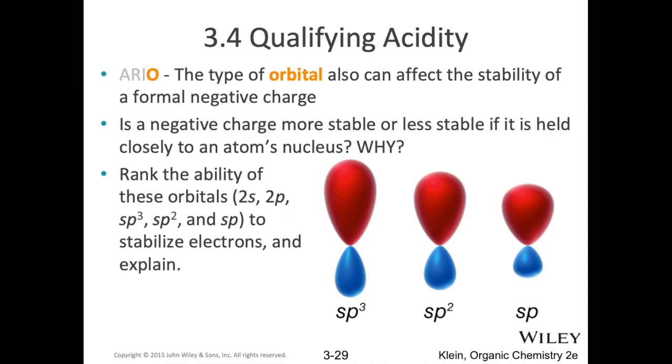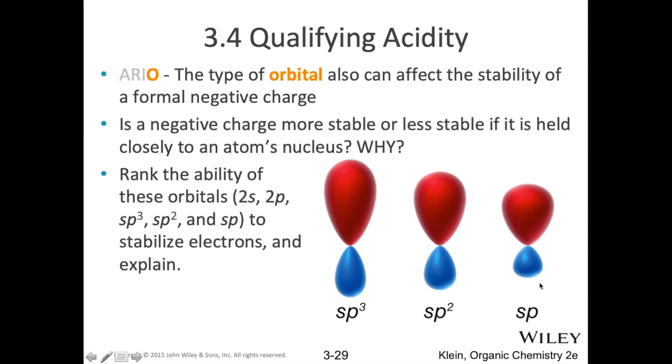So if we were comparing an s orbital versus a p orbital at that same level, so let's say comparing a 2s orbital and a 2p orbital, that s orbital is going to be much better at housing that negative charge. Okay, it's good at keeping it close to the nucleus. Likewise, with hybrid orbitals, the more s character that those hybrid orbitals have, the smaller they are and the better they are at housing a negative charge.